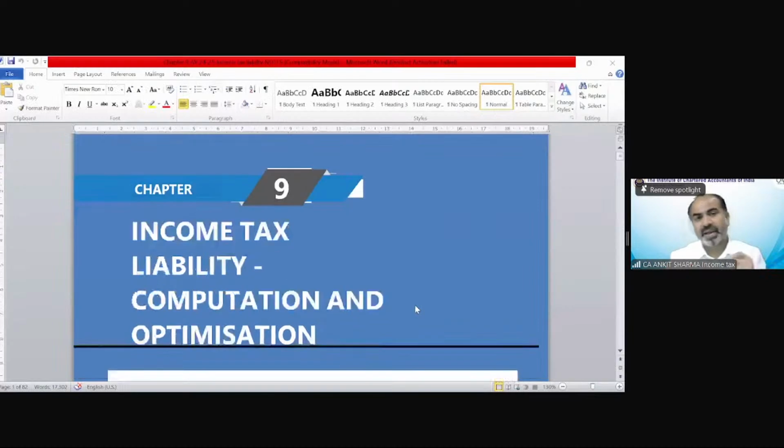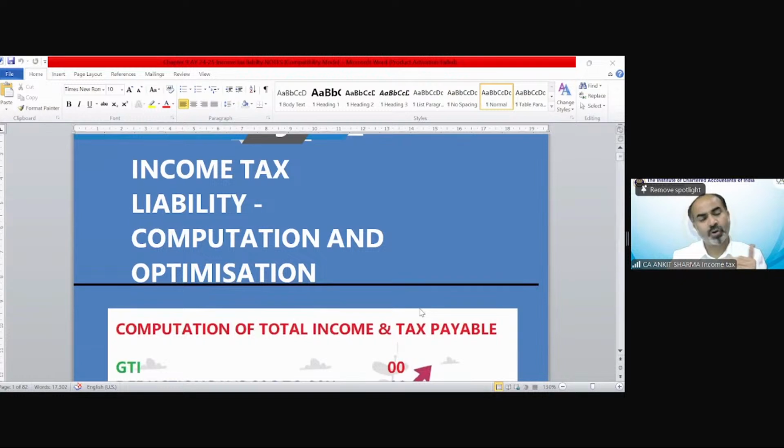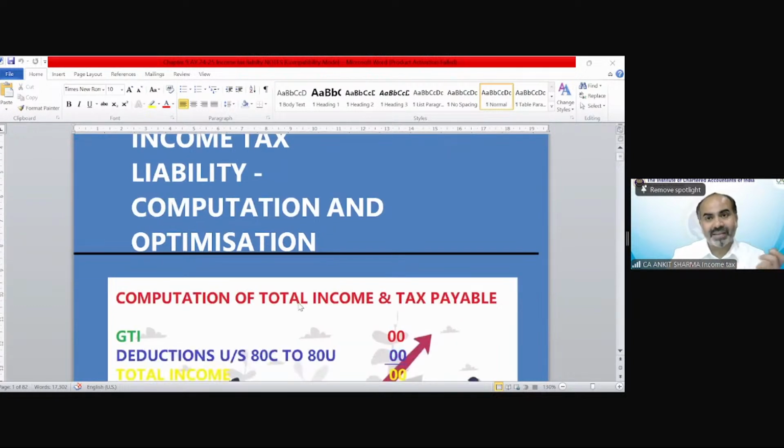That is chapter number 9, income tax liability, computation, and optimization. We have three different topics that we will cover in this chapter, and that is AMT, as I've discussed, and salary structure, or finding out the optimum salary structure to minimize our tax liability. To find out the tax on an income, a very interesting thing is there.